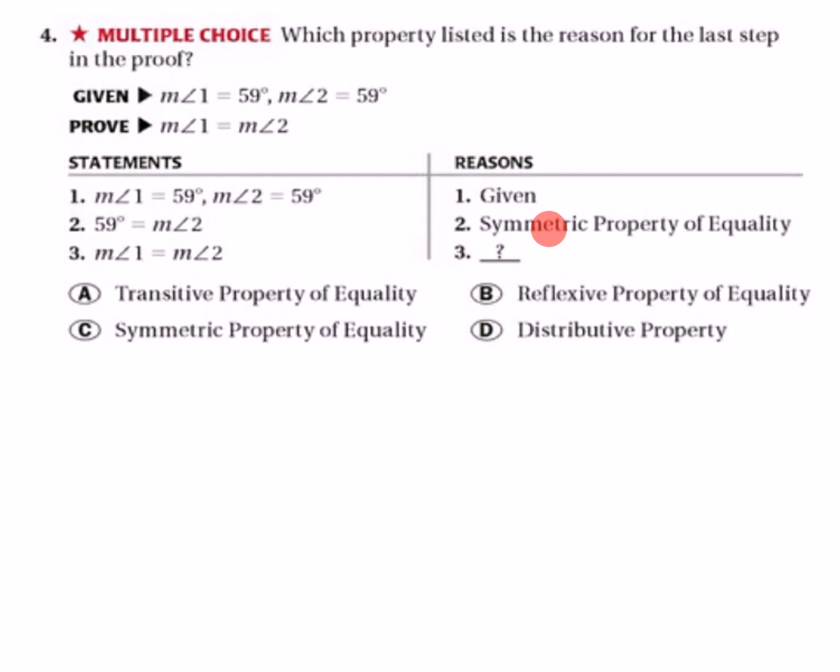And when you think about symmetric property, notice it is an interchange. Notice where the 59 degrees was moved to, and notice where the measure of angle 2 was moved to. So that is symmetric property.